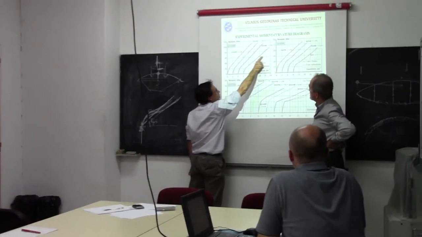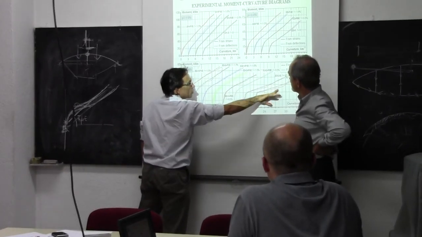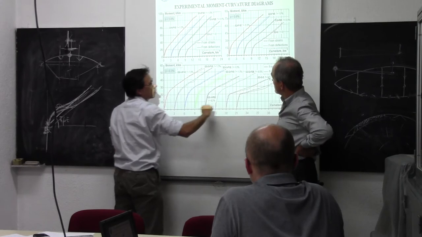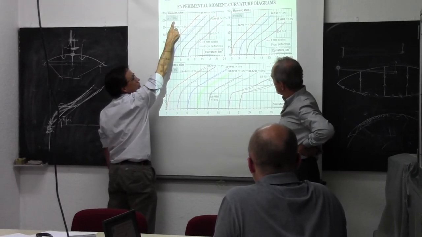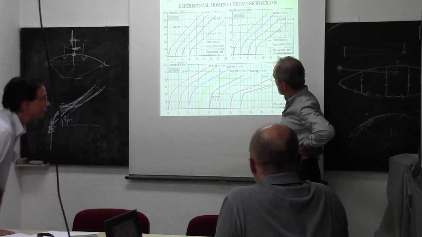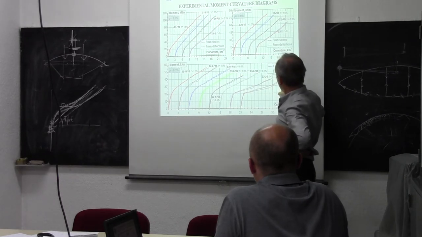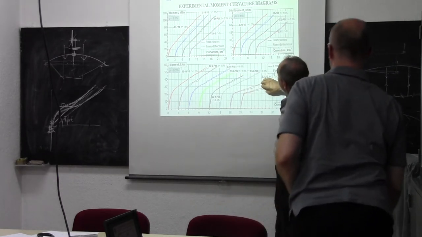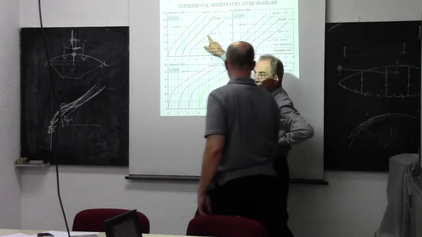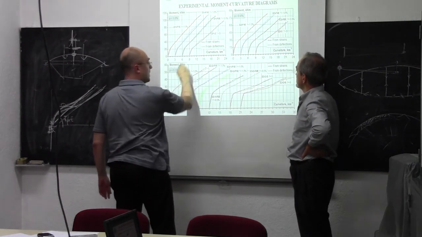This one with no fibers has a small effect of tension stiffening. This is 0.3 and this is 1%. And here you have the fibers, here you have zero fibers. You have to compare this with this, these two elements without fibers, then this and this elements also.